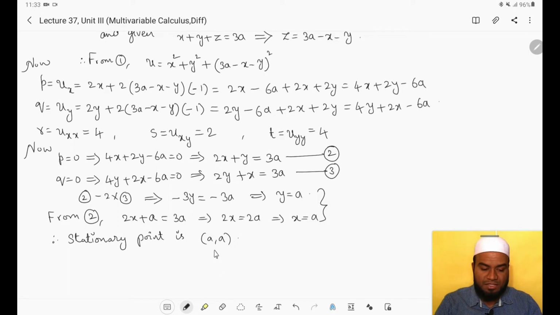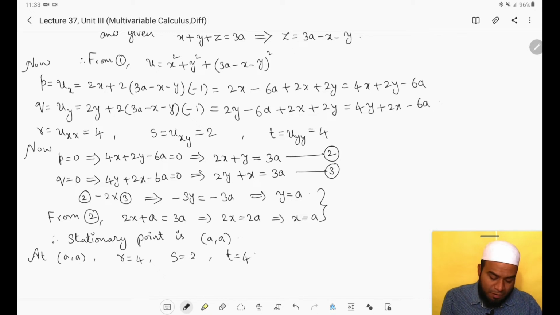So after getting the stationary point, what we have to do, at this stationary point we have to evaluate the values of r, s and t. So at a comma a, what are the values of r? R is 4 only, because there is no x and y. If x and y are there, we have to substitute that. So s is 2 only and t is 4.